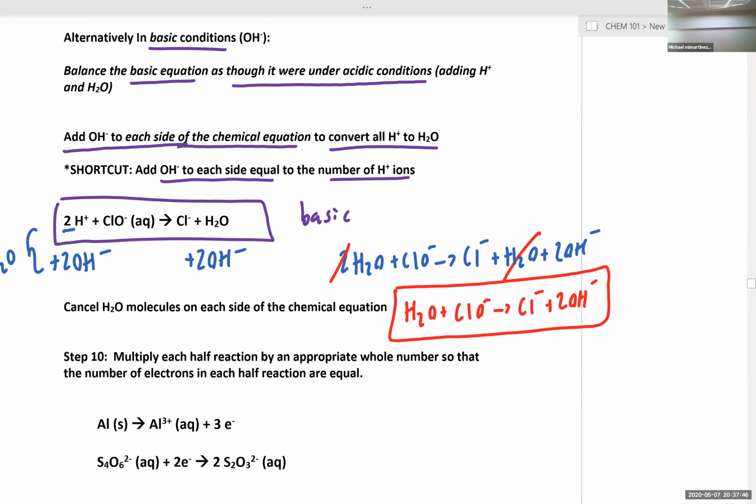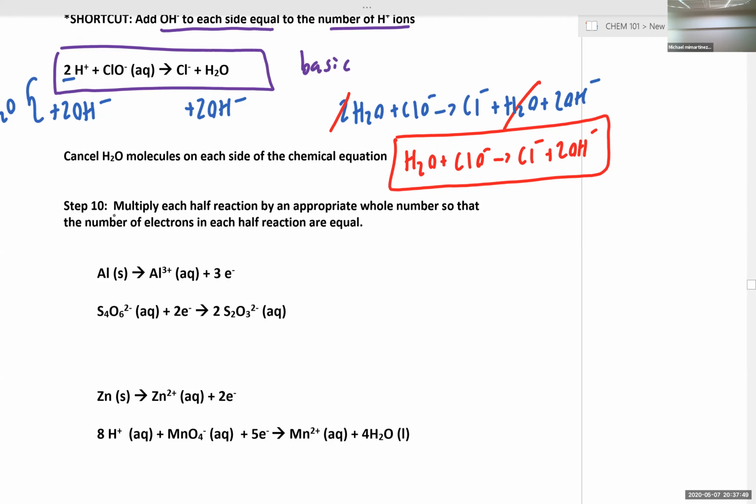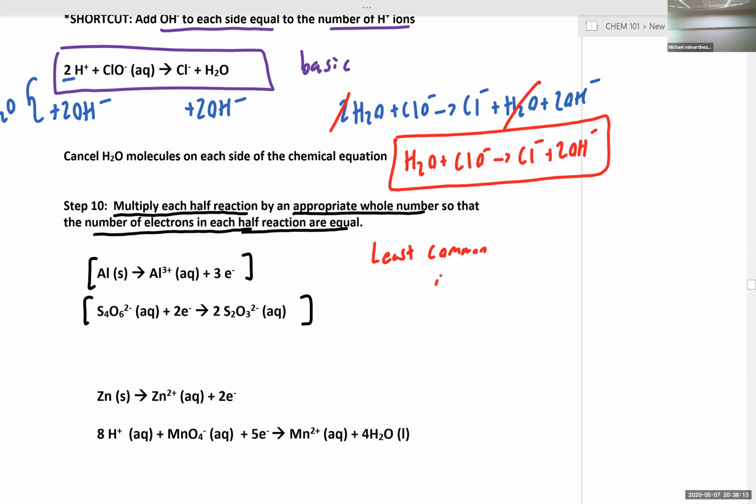Okay, so now that you have each of your half reactions in place, you're going to multiply each half reaction by an appropriate whole number so that the number of electrons in each half reaction are equal. So in this case, we have 3 electrons in one of our half reactions, 2 electrons in another. So we figure out the least common multiple. What's the least common multiple of 3 and 2? 6. Yeah, 3 times 2 gives us 6. Note, when we multiply, the 2 applies to everything in our chemical reaction.